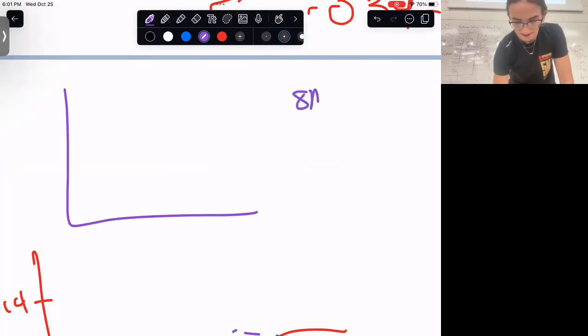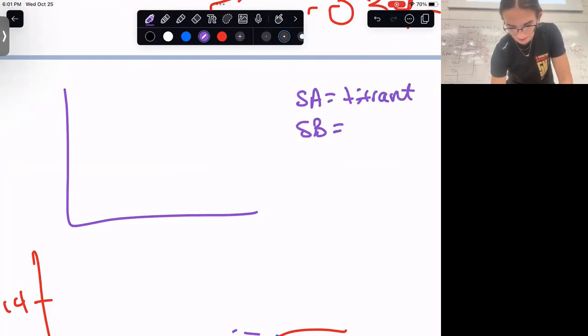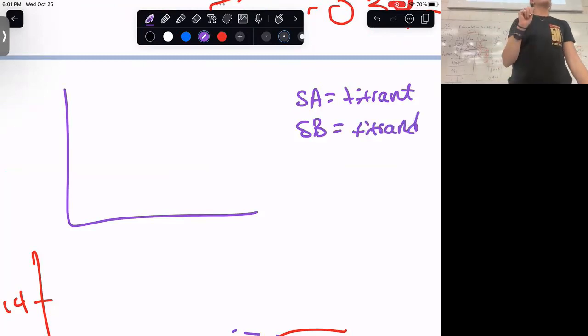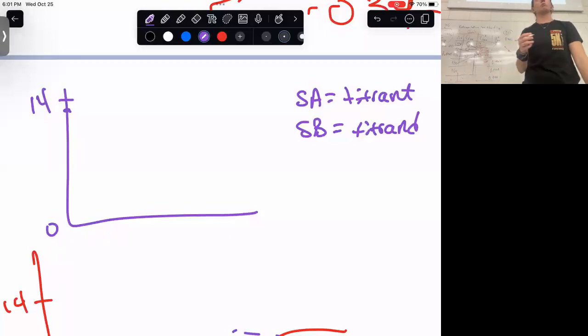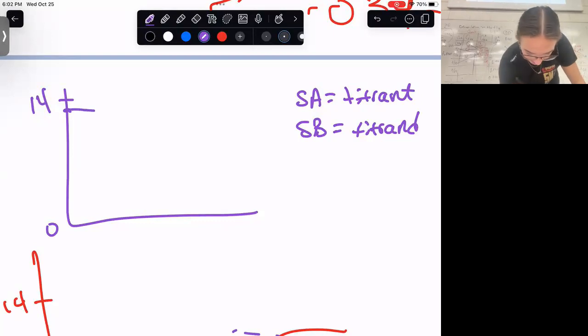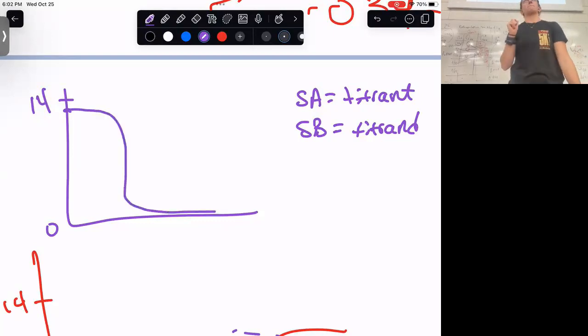If your strong acid is your titrant and your strong base is your titrand, this is 0 and this is 14. Where are we going to start our curve? Yep, probably around 14. And we're going to end up in the acidic range, but we're no longer going to have this buffering region. So you'll just have a decline and then something like that.